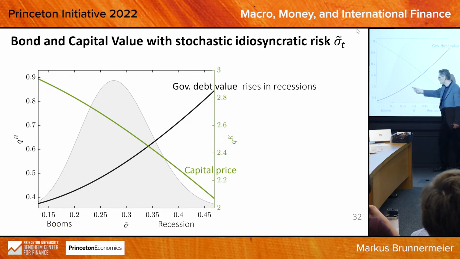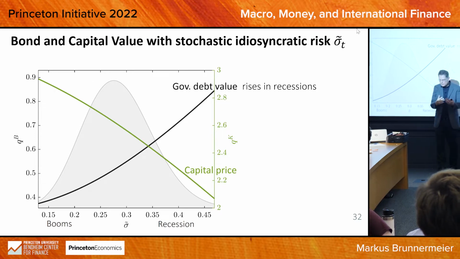Hedge? Exactly. A government bond is a good hedge, and it's also a flight to safety. If you go into a risky environment, you run into the safe asset. You fly into the safe asset. Okay, so that's what's going on, and you rebalance your portfolio.